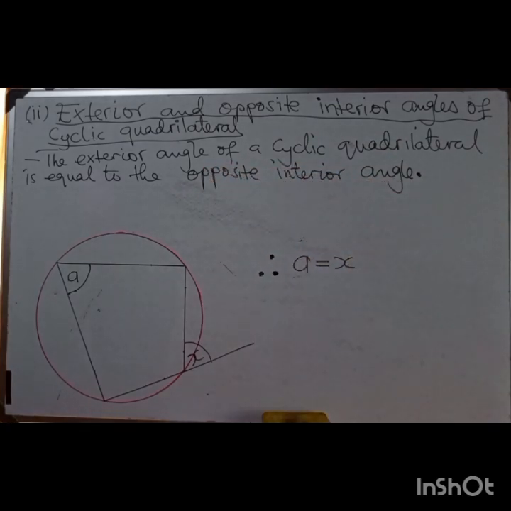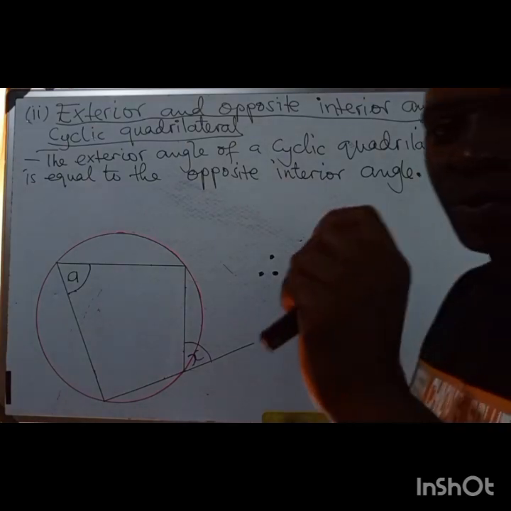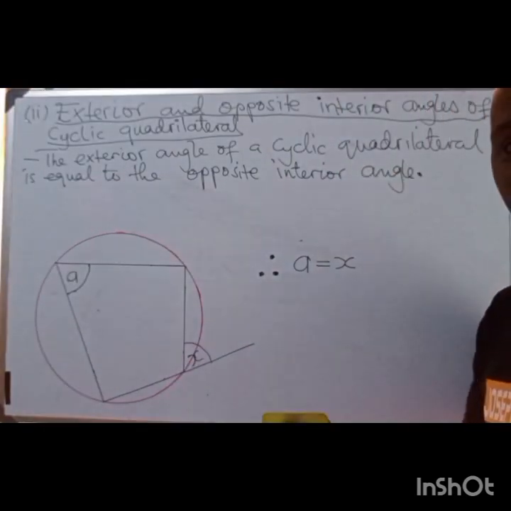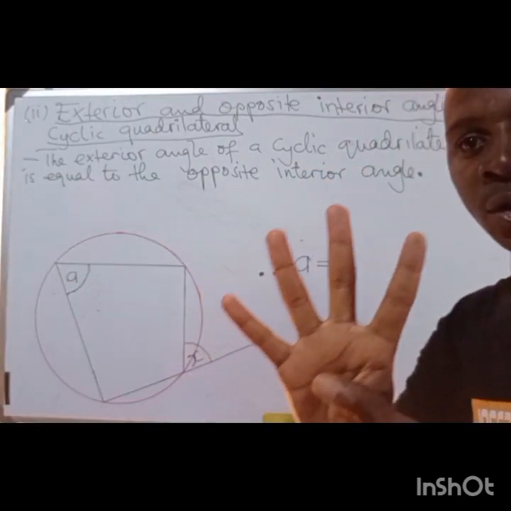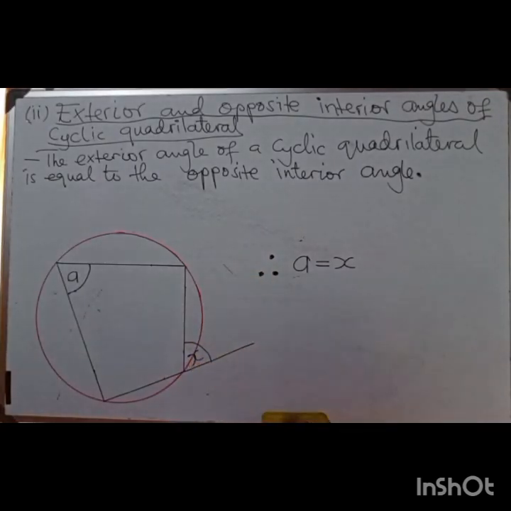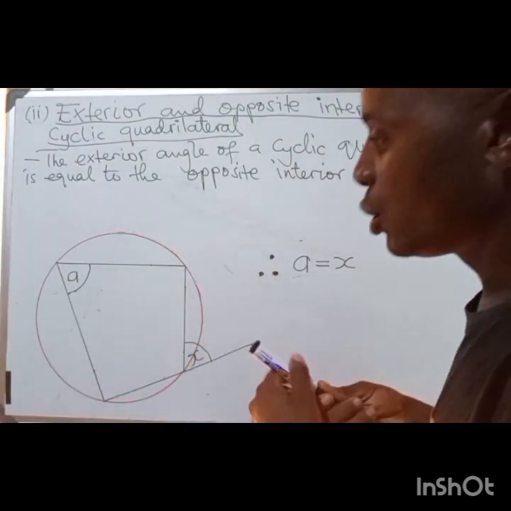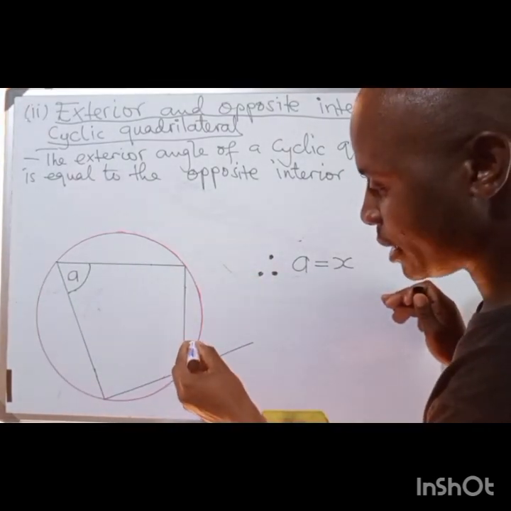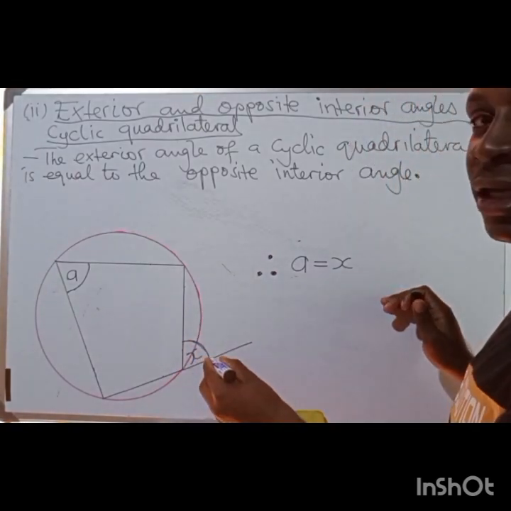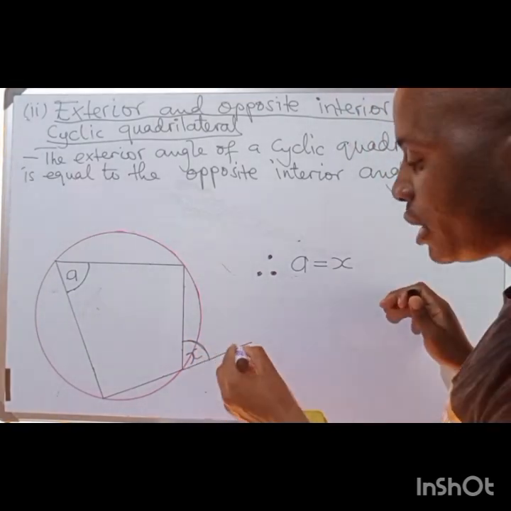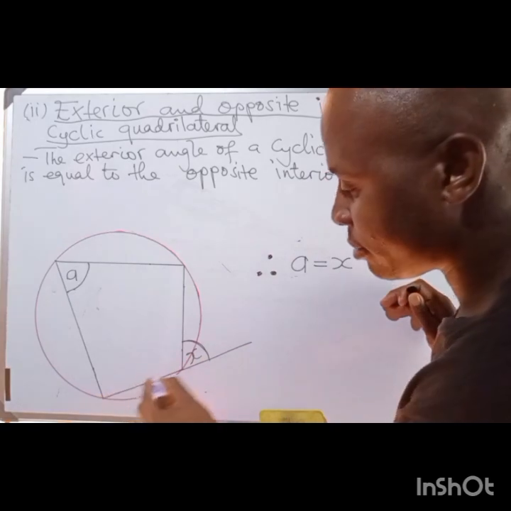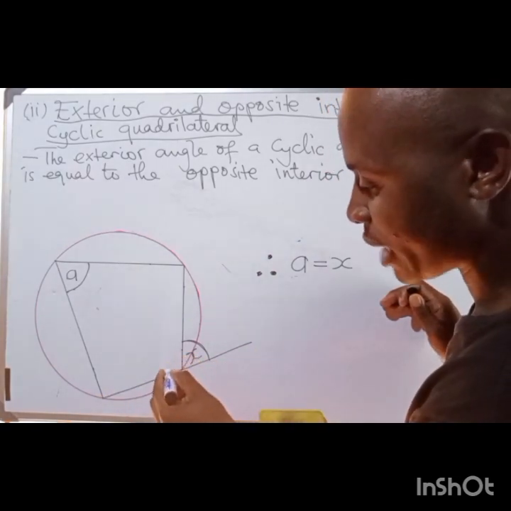What we mean is that when you talk about an exterior, we mean the angle outside. We are talking about a quadrilateral. A quadrilateral is a polygon with 4 sides. So we have some angles which are outside. So this angle is outside. This angle is on the same straight line as this angle.